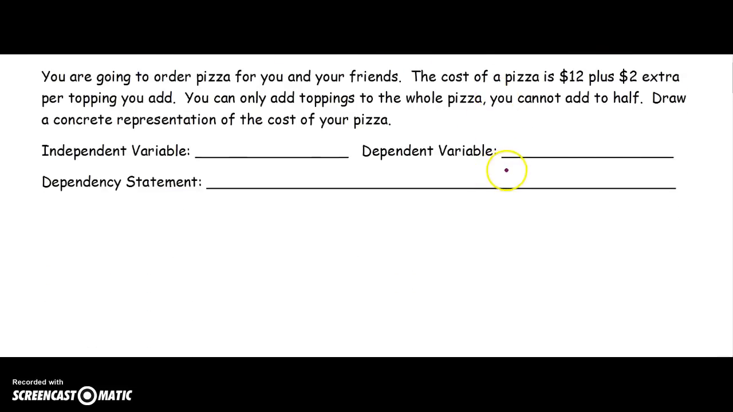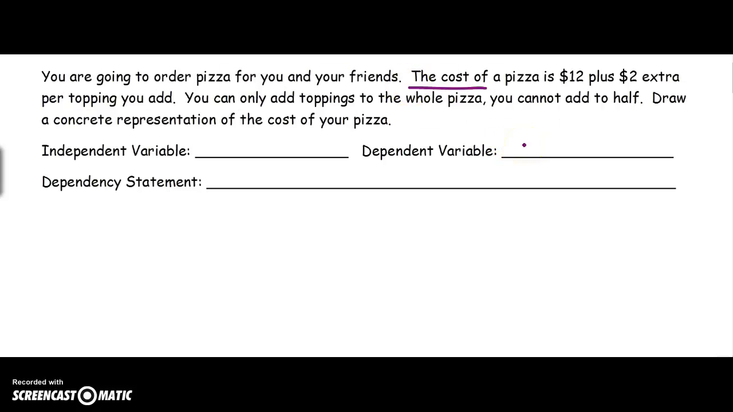So here's another example. You're going to order pizza for you and your friends. The cost of pizza is $12 plus $2 extra per topping you add. You can only add toppings to the whole pizza. You cannot add to half. Draw a concrete representation of the cost of your pizza. So again, what we're looking for is the total cost of your pizza.